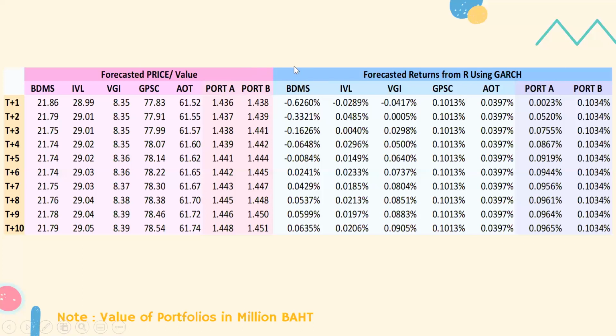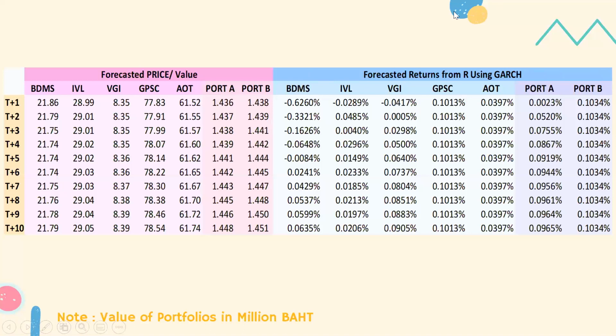Next, for the blue table, the forecasted return from using GARCH. You will see that portfolio B also has higher return than portfolio A in the next 10 days. And for the stocks, all of these stocks have an upward trend for their return.